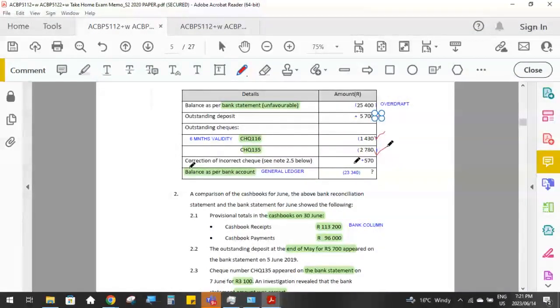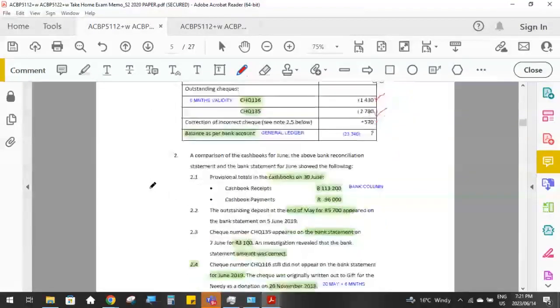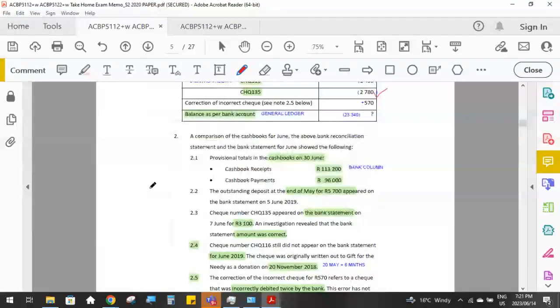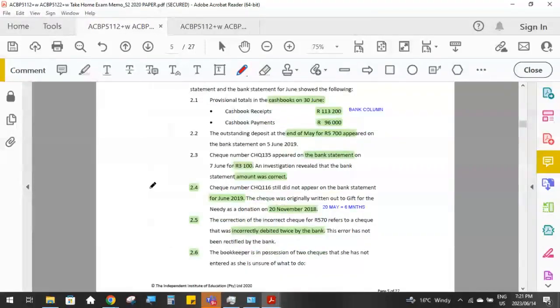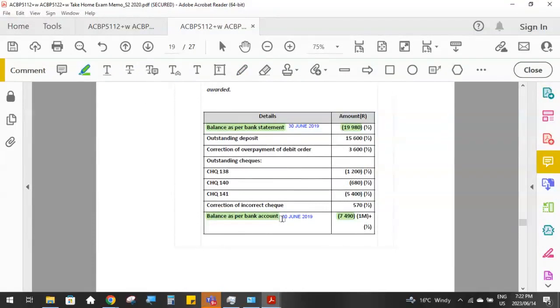Then we were waiting for the bank to do a correction of this 570, correction of an incorrect check. The bank had to add 570 Rand onto our bank account. And they tell us here this error has not been rectified by the bank, which means that we must keep that on our bank recon. Correction of incorrect check. We are still waiting for the bank to add that extra 570 back onto our bank account.